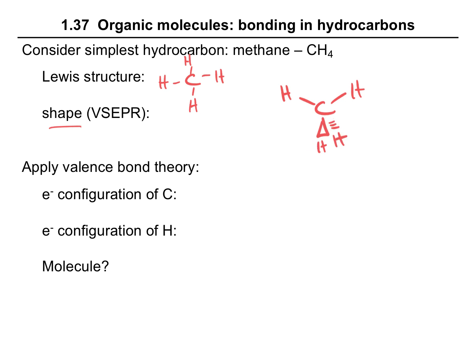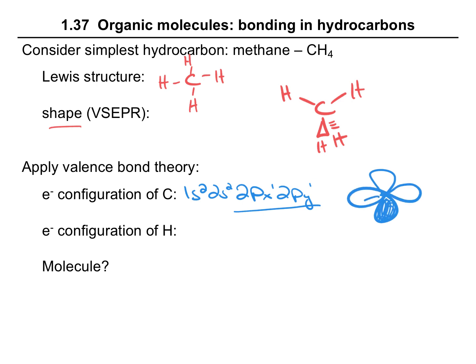Now, let's also think about hydrocarbons and let's apply valence bond theory. So the electron configuration of carbon is 1s2, 2s2, 2px1, 2py1. So if we think about our half-filled orbitals, we have a px, and let's say it's filled in down here, and a py like this. And we have one electron because these are half-filled orbitals.